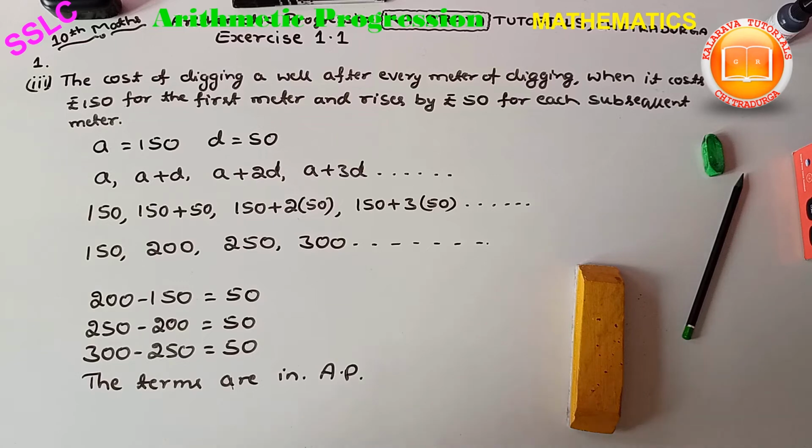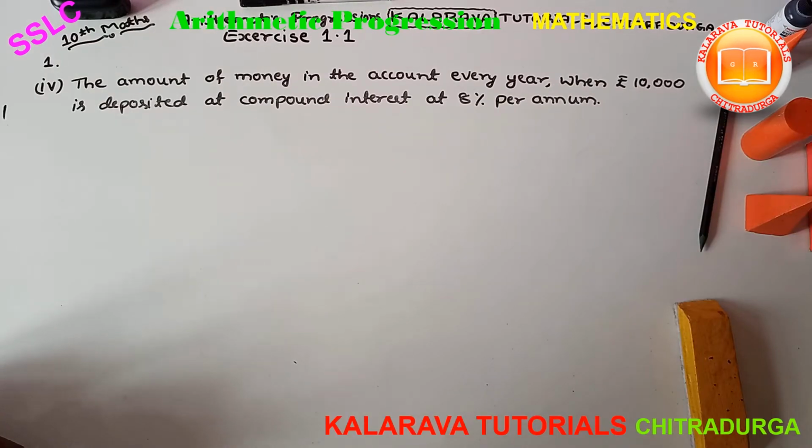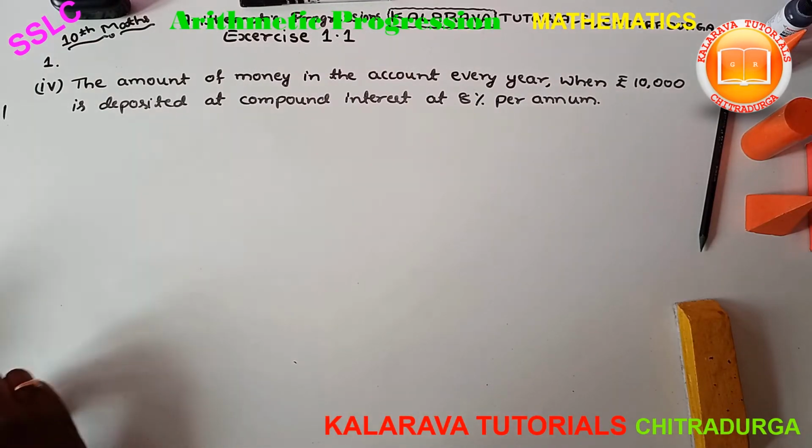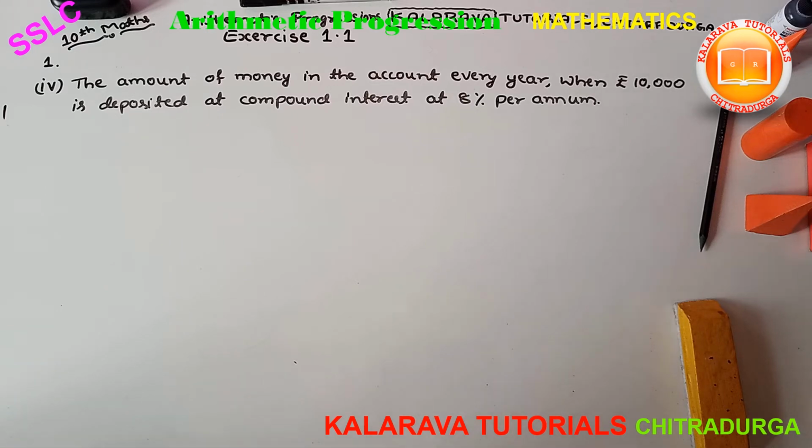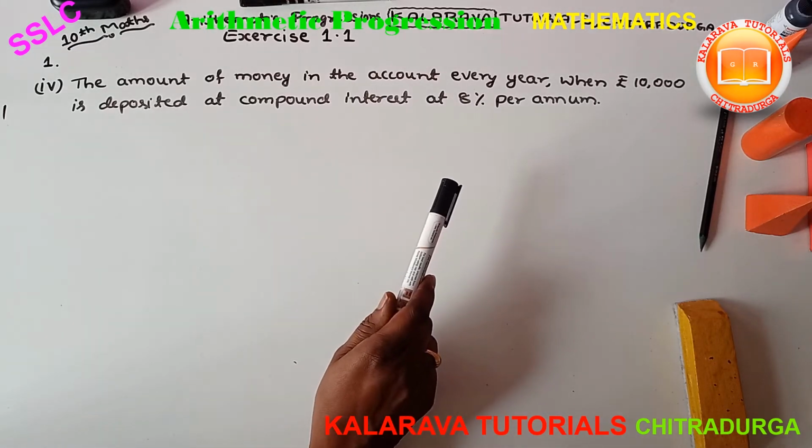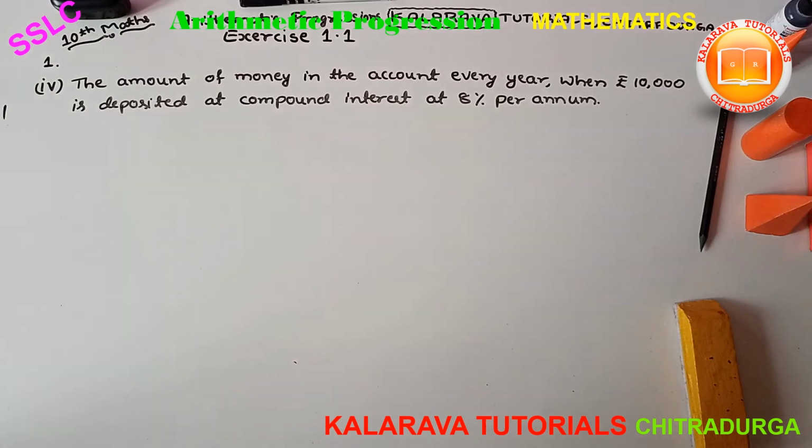Okay, thank you students. Now we will solve the fourth problem: the amount of money in the account every year when rupees 10,000 is deposited at compound interest at 8% per annum. Here they have given compound interest.